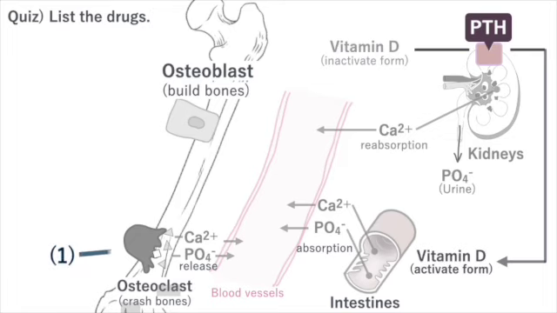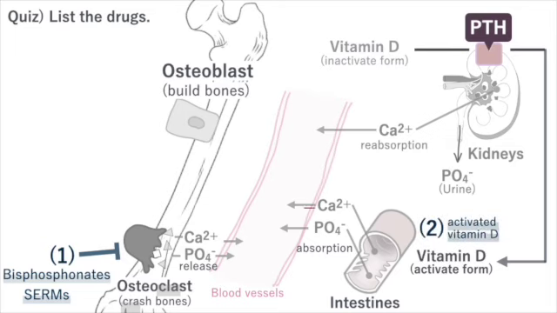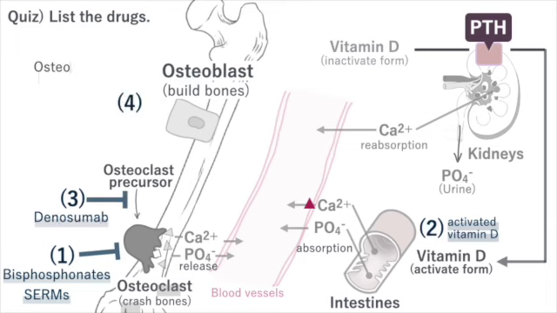First, drugs that inhibit the activation of osteoclasts to prevent bone breakdown. Secondly, drugs that supplement activated vitamin D are mainstream treatments. Drugs that inhibit the differentiation of osteoclasts. There are also drugs that promote the activity and differentiation of osteoblasts.